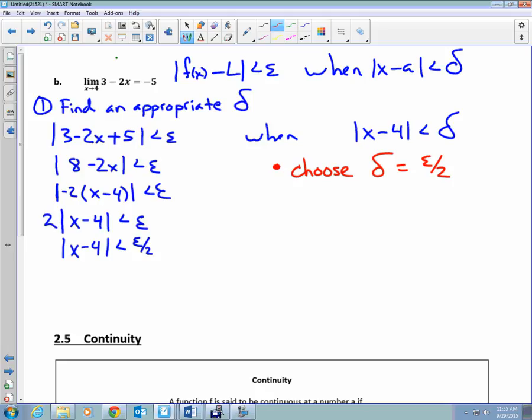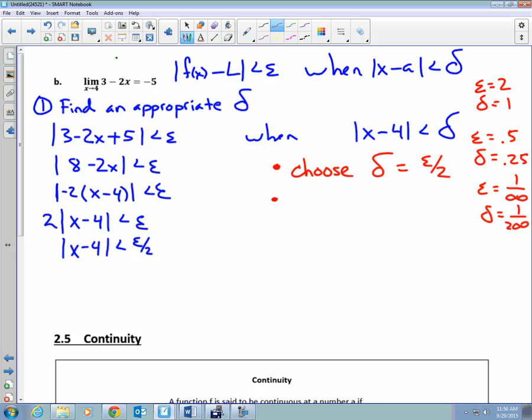What does that mean? Here's what it means. Suppose that epsilon was 2. What would delta be? 1. Suppose epsilon was equal to 0.5. What would delta be? 0.25, right? Suppose epsilon was 1 over infinity. What would delta be? 1 over twice infinity. We can make it infinitely small, and that's good news. So that means we could show it true for the smallest of windows. So we chose delta equal epsilon over 2.